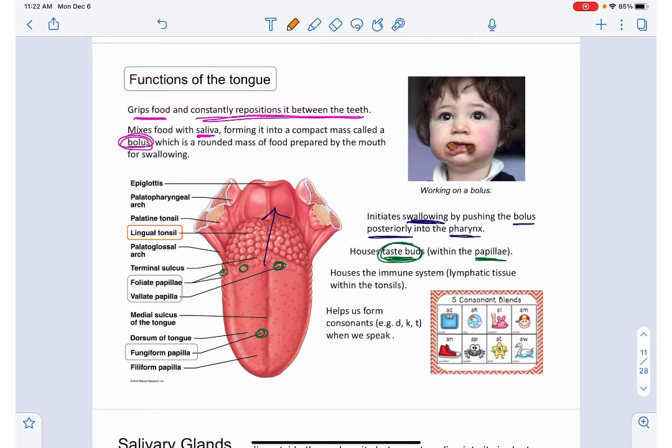The immune system is also located in the tongue. We have tonsils. These are called lingual tonsils.